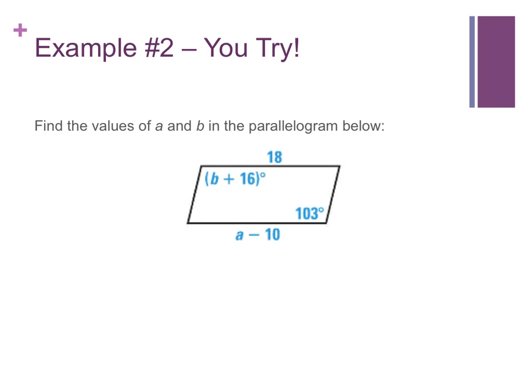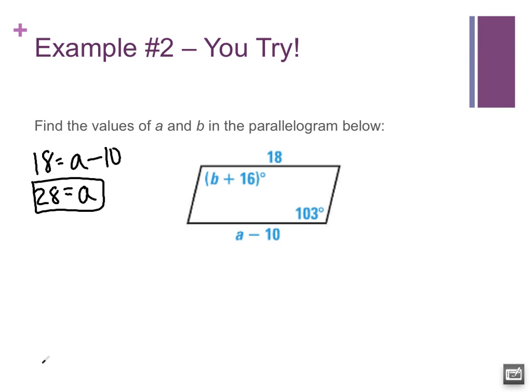Now an example for you to do. Pause the video and please find the values of A and B in the parallelogram below. Okay, hope you had a chance to try this one. So in a parallelogram, we know opposite sides are congruent. So therefore I have 18 is equal to A - 10. Add 10 over, we get A is equal to 28. We also know that opposite angles are congruent. So I have B + 16 is equal to 103. Subtract 16 and I get B is equal to 87.